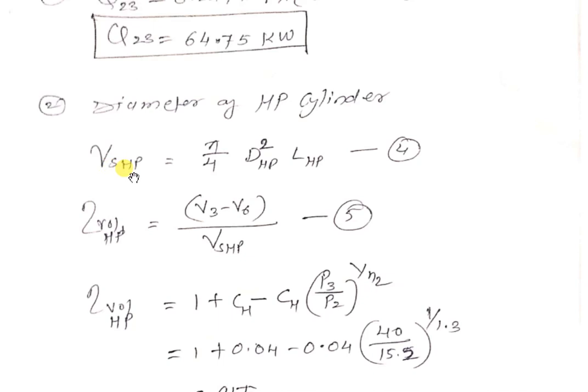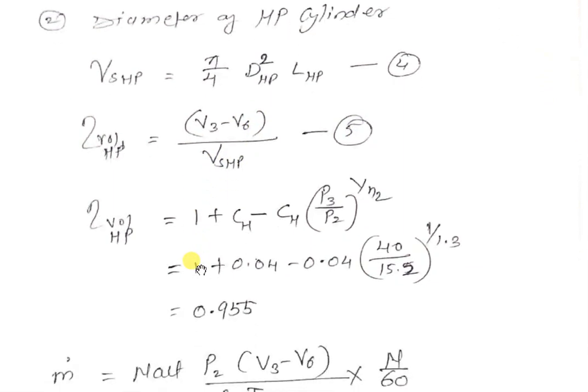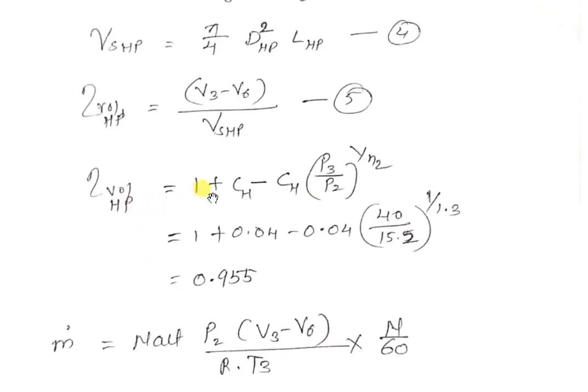Swept volume of HP cylinder is equal to pi by 4 d HP square and L HP. Volumetric efficiency of HP cylinder is (V3 minus V6) upon Vs HP. We know clearance ratio, therefore we can calculate volumetric efficiency of HP cylinder: 1 plus C minus C (P3 by P2) raised to power 1 by n.